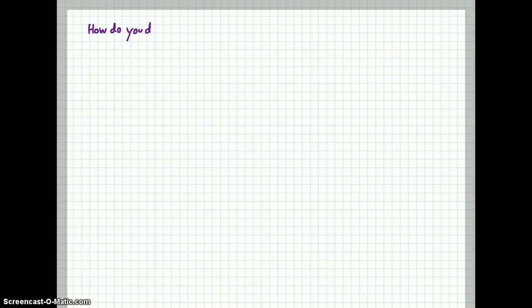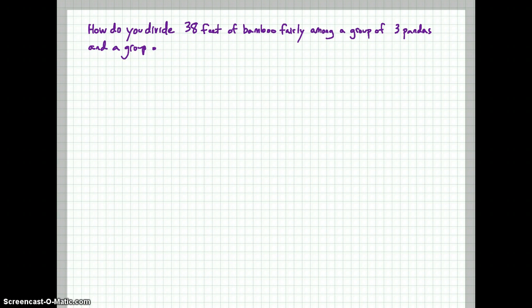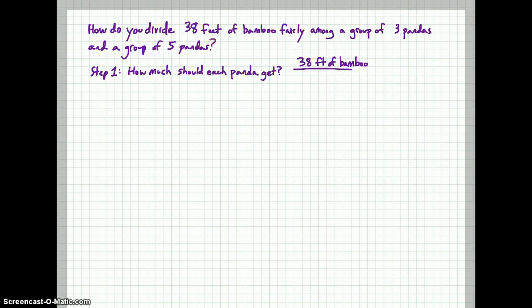Okay, so let's look at this problem. How do you divide 38 feet of bamboo fairly among a group of 3 pandas and a group of 5 pandas? Well, step 1. How much should each panda get? How many total pandas are there? Well, if there's a group of 3 and a group of 5, add it together, there are 8. So we take all the bamboo and divide it evenly among all 8 pandas. Each panda will get 4.75 feet, 4 and 75 hundredths.